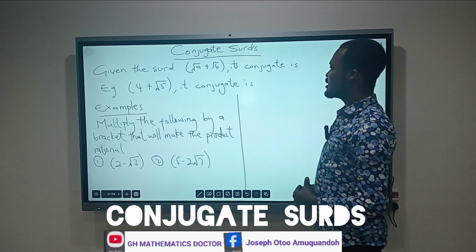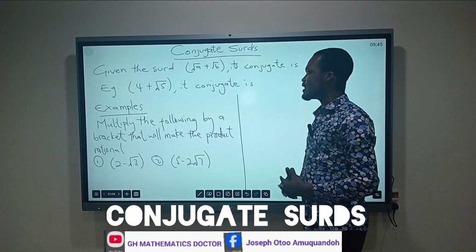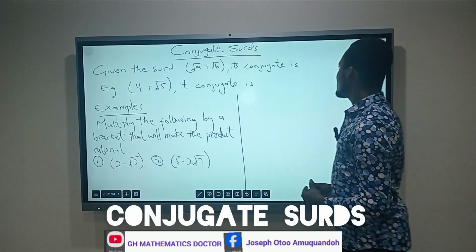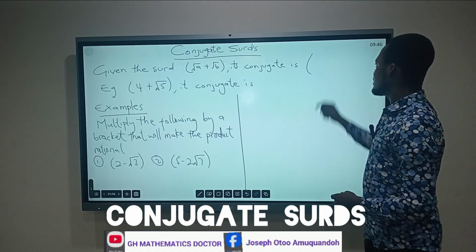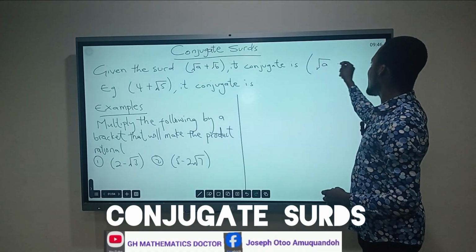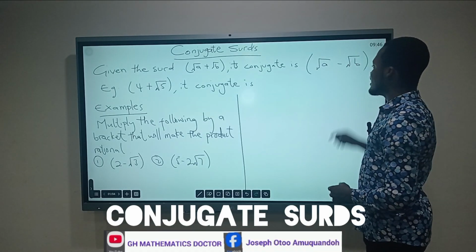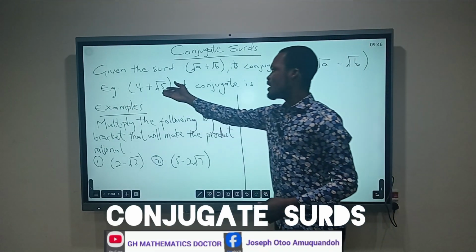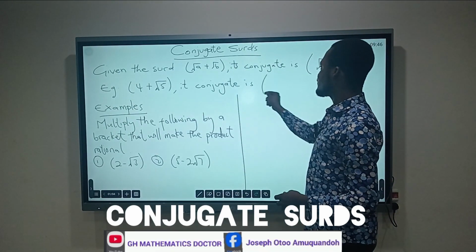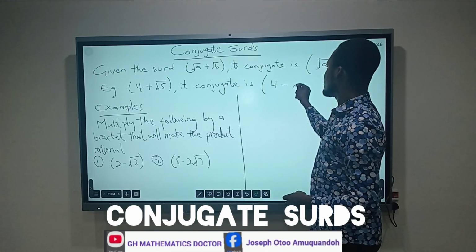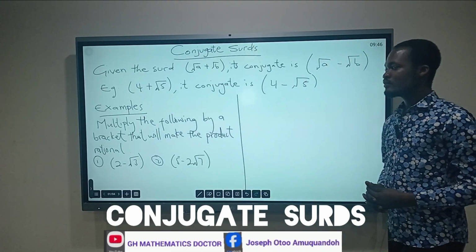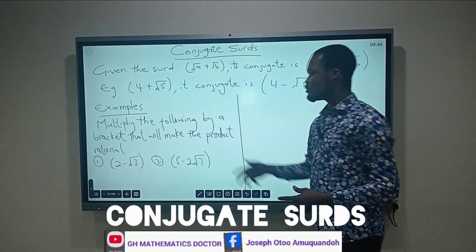So over here, the conjugate of this particular set is found when we change the sign from plus to minus. We can write this as root A minus root B, and this is the conjugate form of this set. Then we have another one here. The conjugate form will be 4 minus root 5, and that's the conjugate.